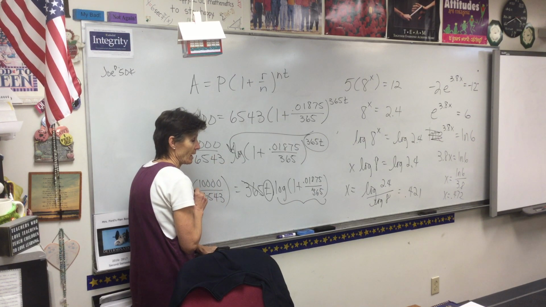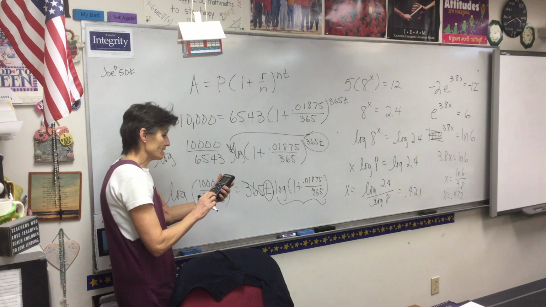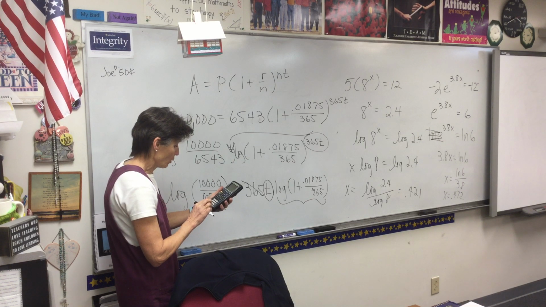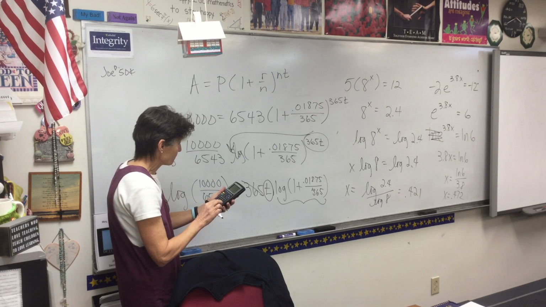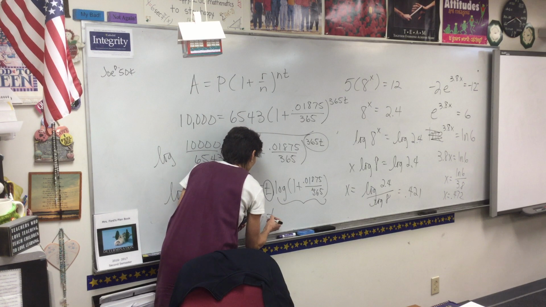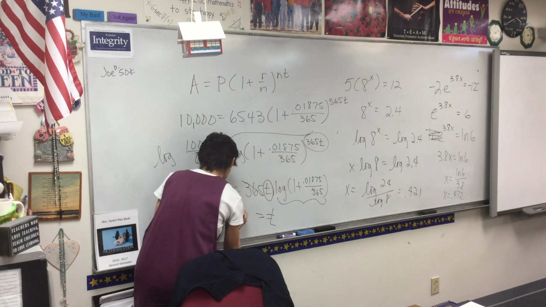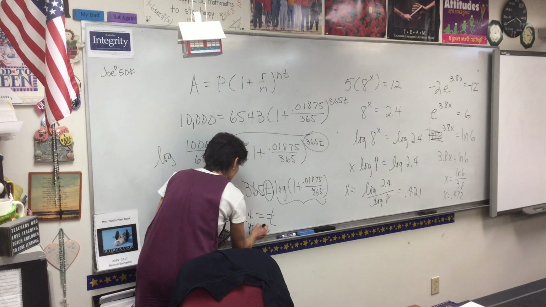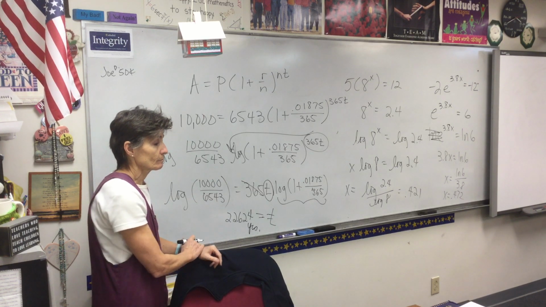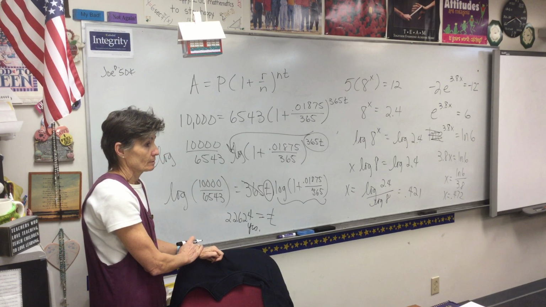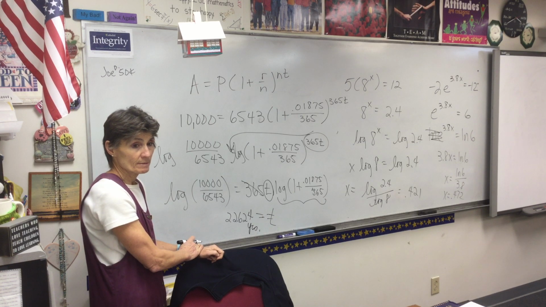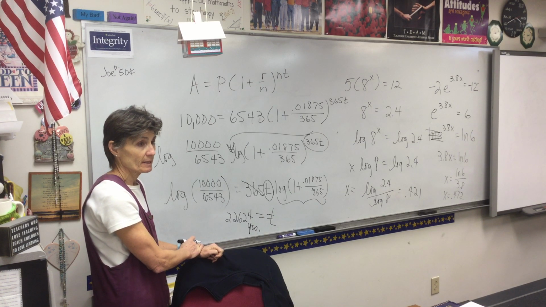Now what do we need to divide by? Log, this, right? So hit divided by log of 1 plus 0.01875 divided by 365. And you should have come up with 22.624 years. Is that what you got? I'm not hearing much yes or no. Yes, somebody got that? Yeah.